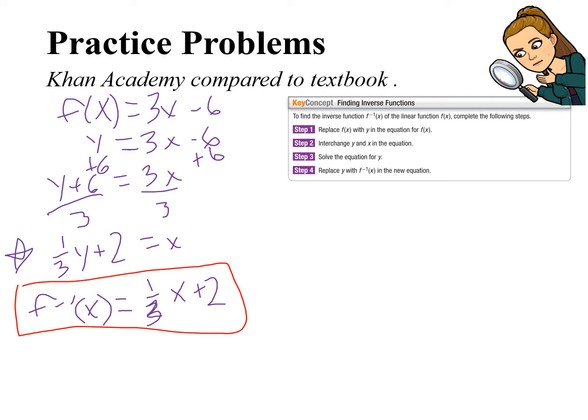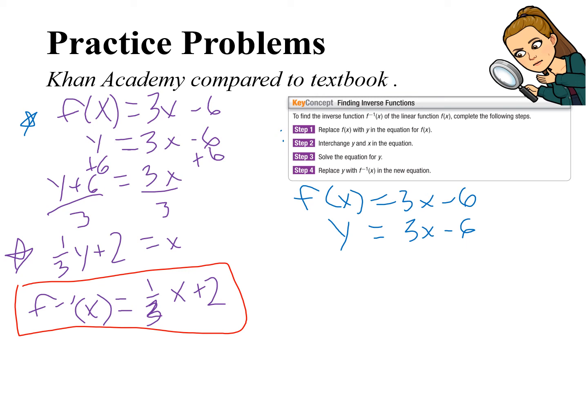Well, now in the textbook, we're going to walk through that same idea. We're going to start with that same function, f of x equals 3x minus 6. And we're going to follow step 1. We're going to replace f of x with y in the equation. That step is the same as in Khan Academy. But then your textbook has you interchange x and y to start us off.